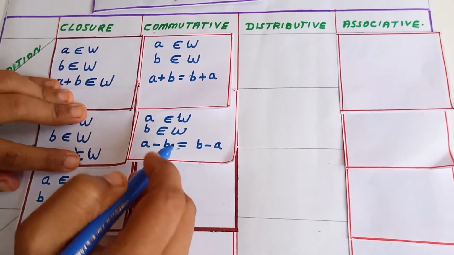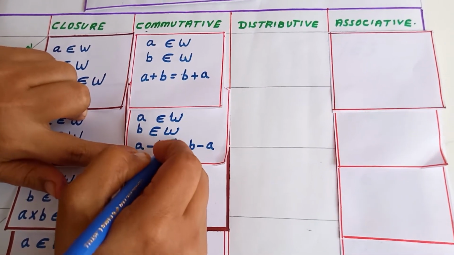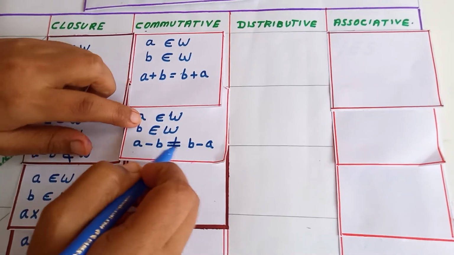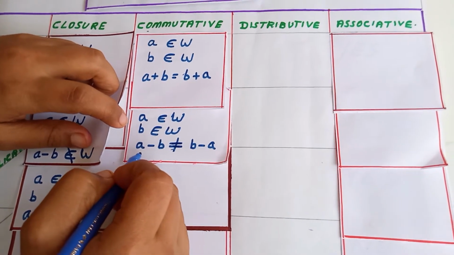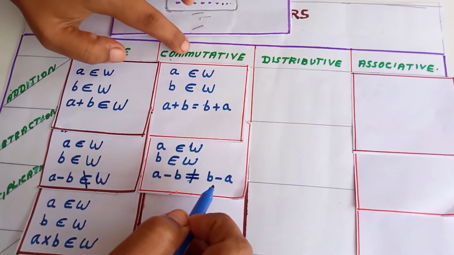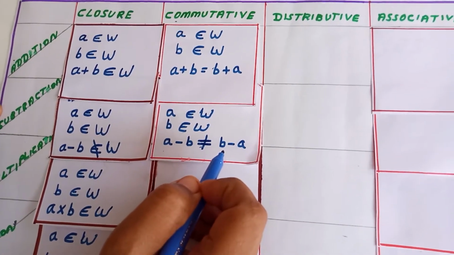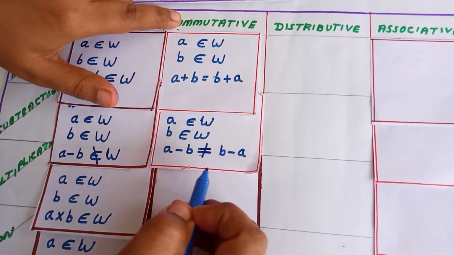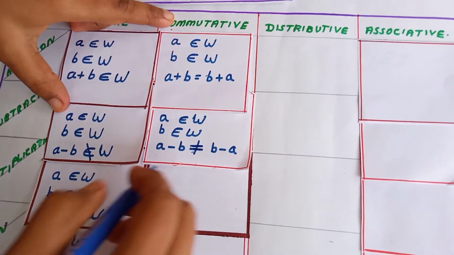No, it is not satisfying. Will it be equal? No, I can write here as A minus B will not be equal, sometimes, to B minus A. Whole numbers do not satisfy the commutative property under subtraction. Next we are going to do the same on multiplication.